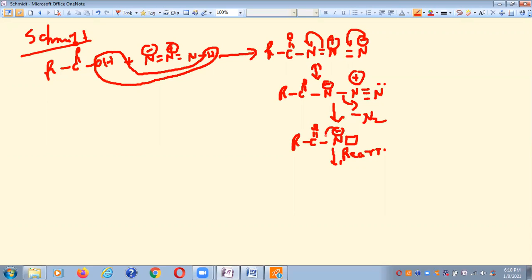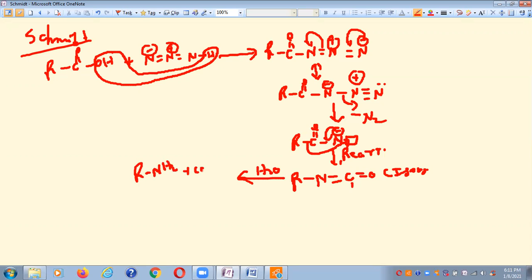This negative charge shifts here, then this will be attached to the vacant orbital of nitrogen. So now the bond is formed between the alkyl part and nitrogen, and that single bond becomes a double bond, C double bond O. Again it is an isocyanate. And next, on hydrolysis, what we get? We get amines along with carbon dioxide. Instead of water, if you use alcohol, then we get a secondary amine.